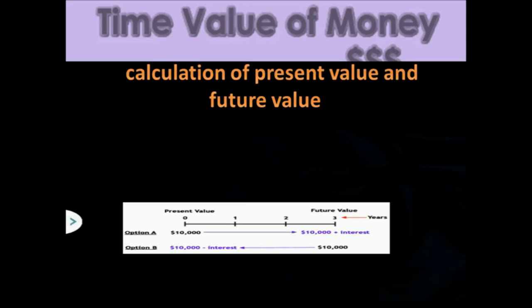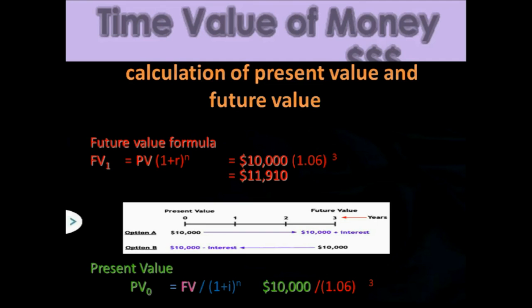Okay, let's take a look at the calculation of present value and future value. Look at the timeline. Here it has option A and option B, where option A is finding the future value, while option B is finding the present value. How to find the future value? Present value must add interest to find the future value, while to find the present value we must deduct the interest.